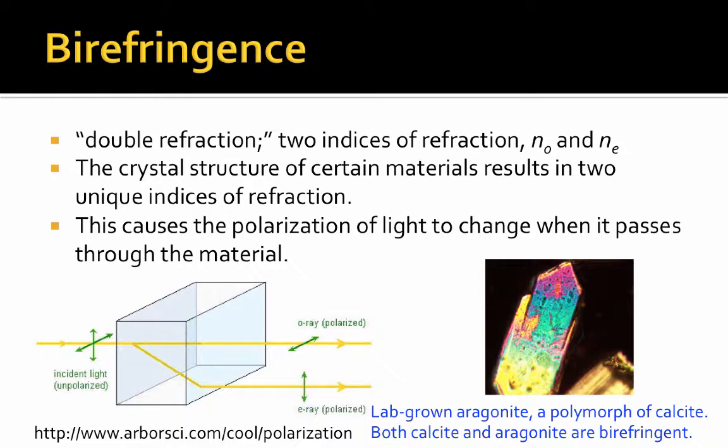So this, again, is the same picture that we saw at the very beginning. What we're seeing here is a birefringent piece of aragonite illuminated by light that's passing through two crossed polarizers. And when we see colors, it means that that color of light has had its polarization rotated by 90 degrees.